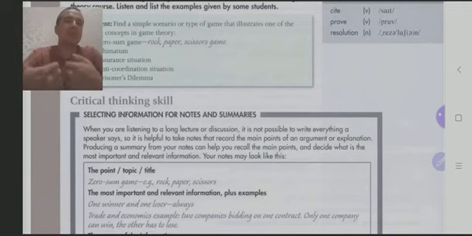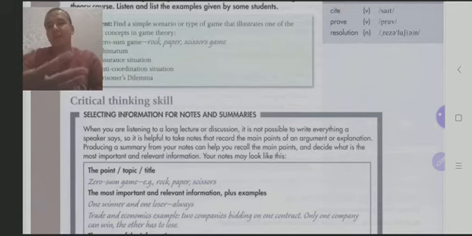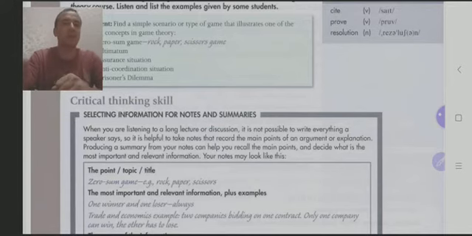The note completion task tests your ability to distinguish between important and unimportant information. That's why you should have the skill of selecting information for notes and summaries. When you are listening to a long lecture or discussion, it's not possible to write everything a speaker says. So it's helpful to take notes to record the main points of an argument or explanations. Producing a summary from your notes can help you recall the main points and decide what is the most important and relevant information.